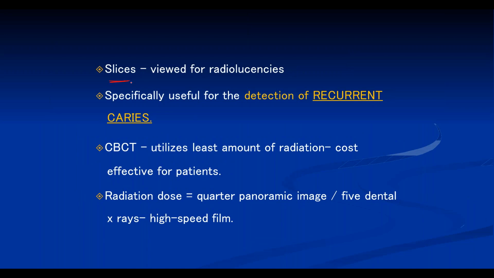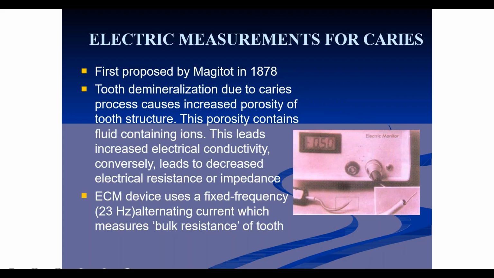So there are a few slices which are viewed for radiolucencies, specifically useful for the detection of recurrent caries. CBCT utilizes the least amount of radiation. Radiation dose is actually 1/4 that of the one which is required for IOPA.